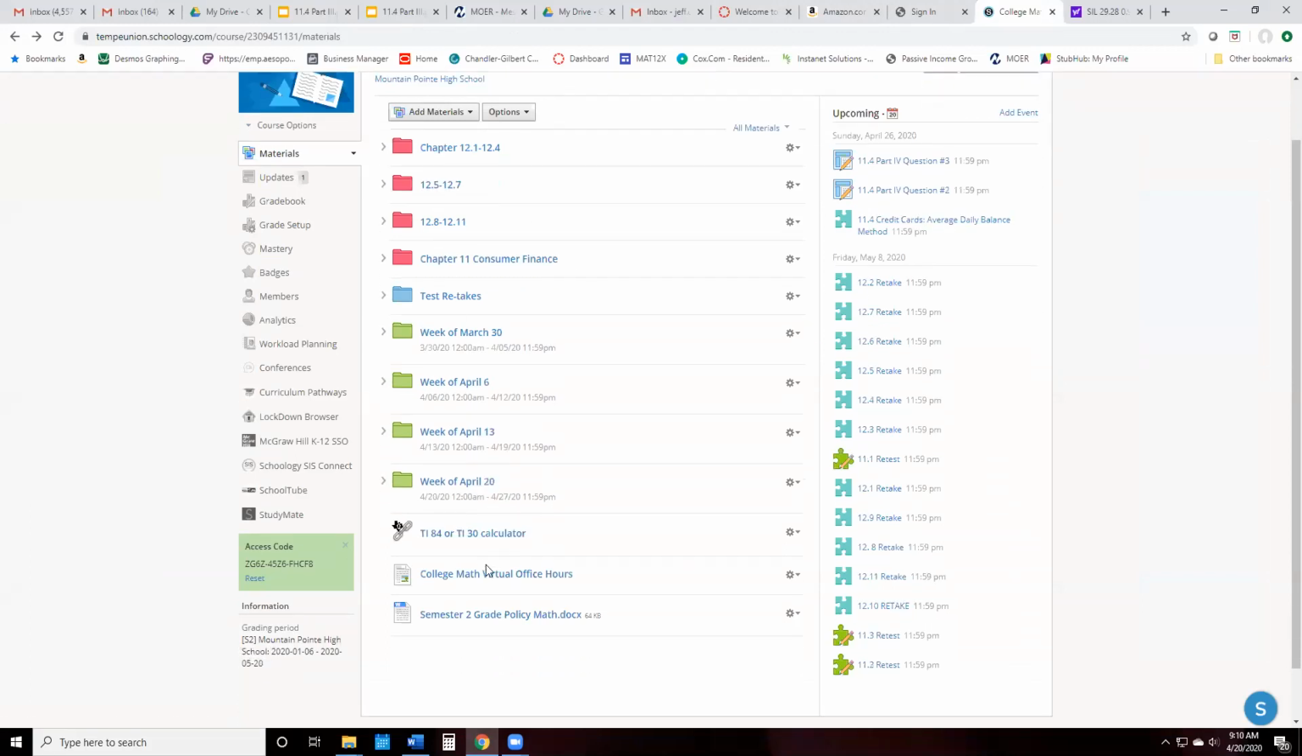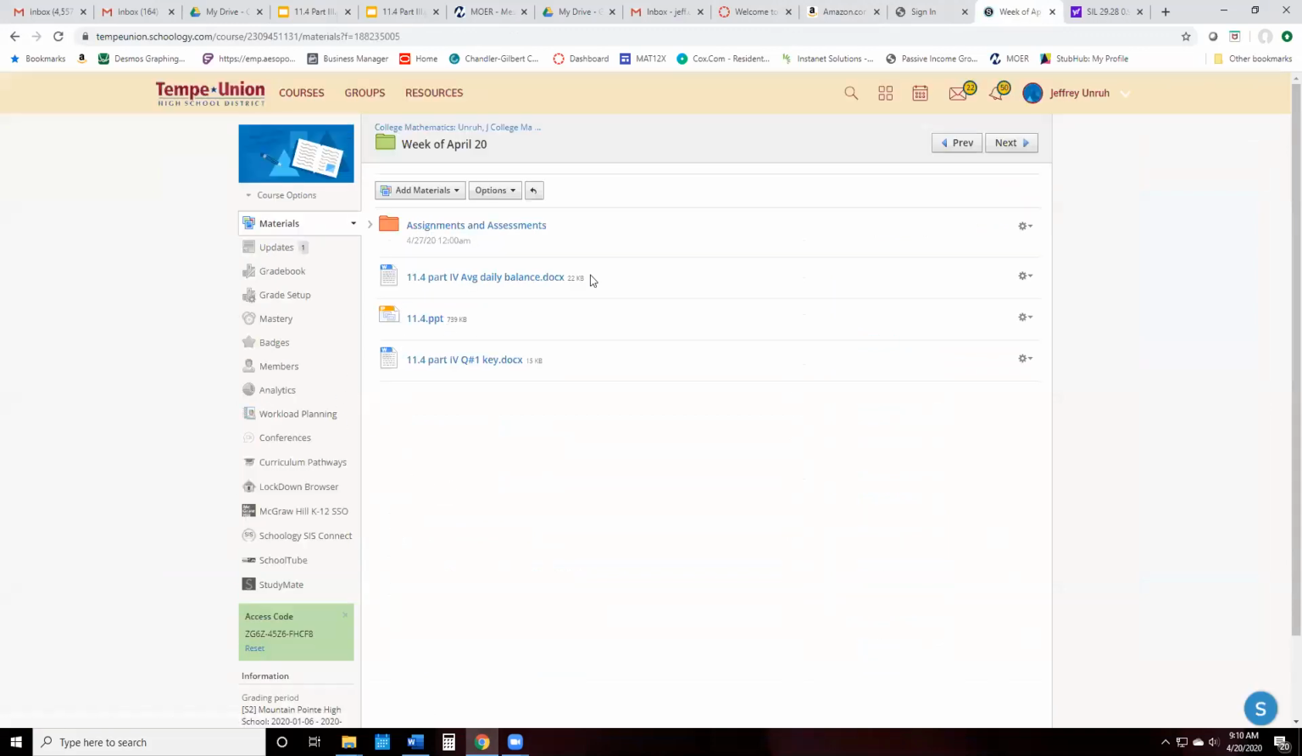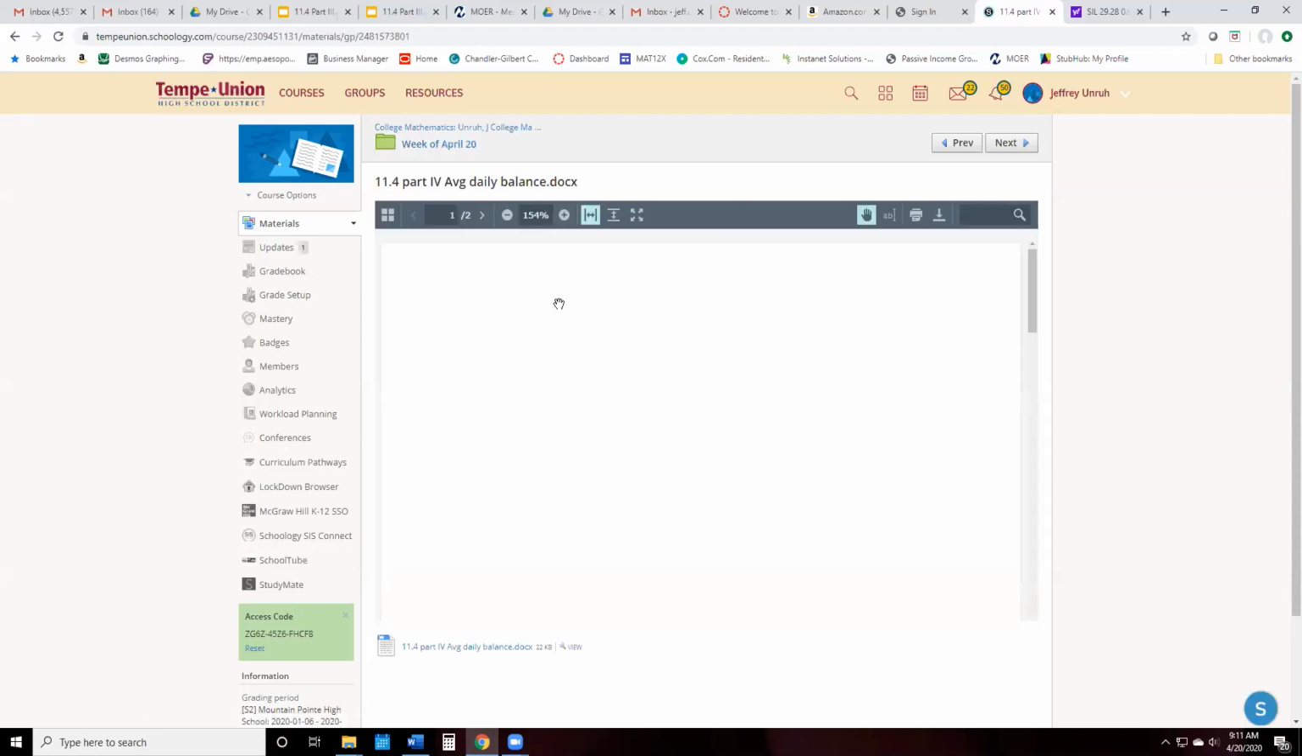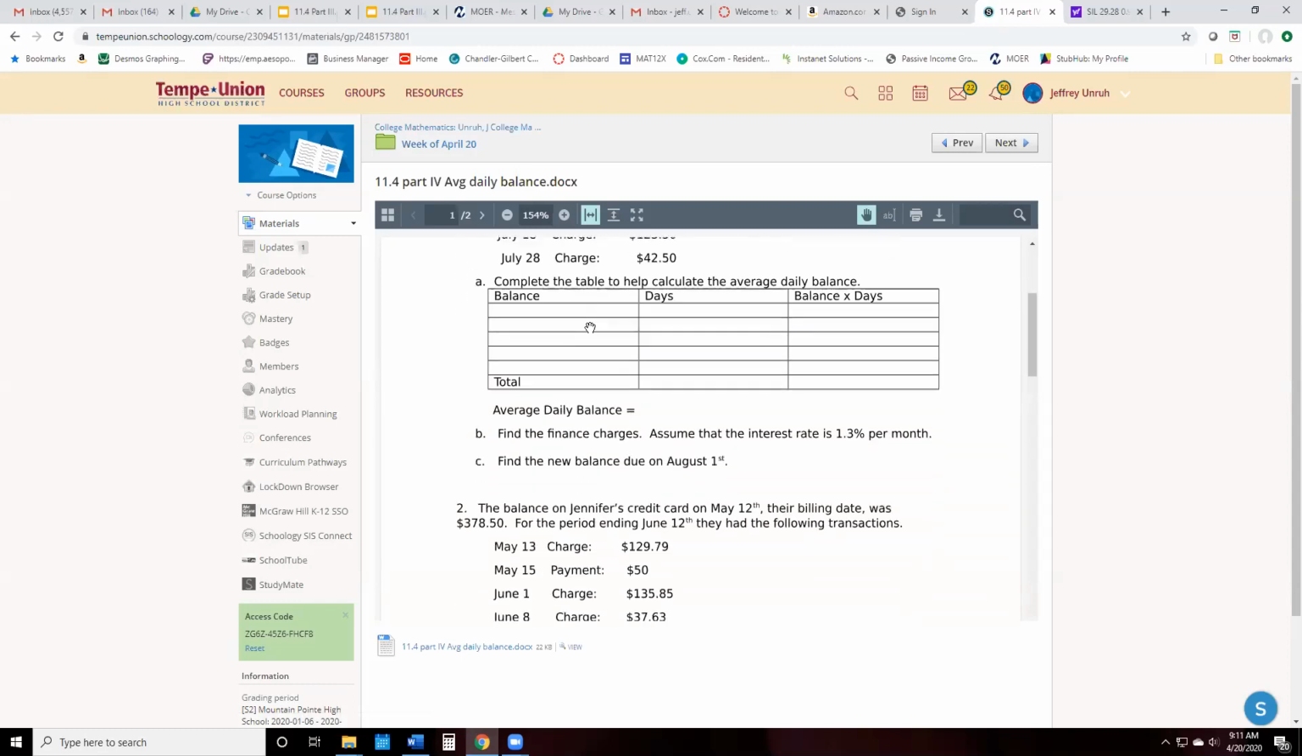When you go to your Schoology page, these various weeks under the week of April 20th, there is assignments and assessments as there has been in the past. There's a PowerPoint, which is from the textbook 11.4. Average daily balance is about midway through the PowerPoint. I also have a key for the first question I'm going to go over right now and the average daily balance document.